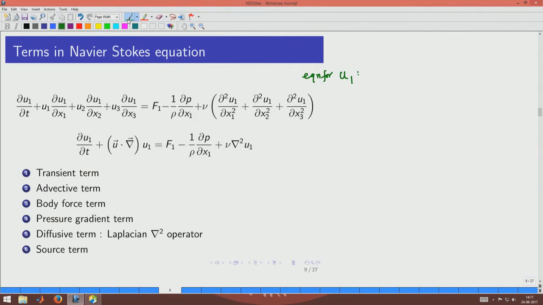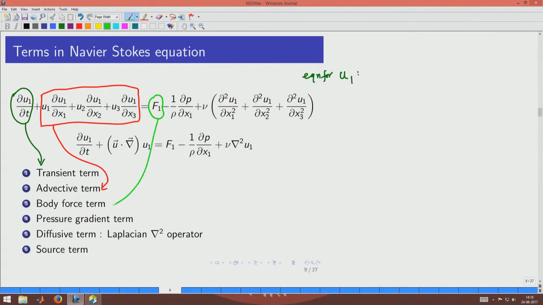So, for one component we have written. So, let us look at the terms. The transient term is this. Okay. The first term, which is the partial derivative of the velocity with respect to time, is called the transient term. And then the second term is where the velocity is affecting the momentum. Okay. The momentum is affecting itself, and this is called the advective term, and this comes as part of the material derivative. Okay. And the third term here is the gravity direction or electromagnetic forces causing the flow, and this is called the body force term.